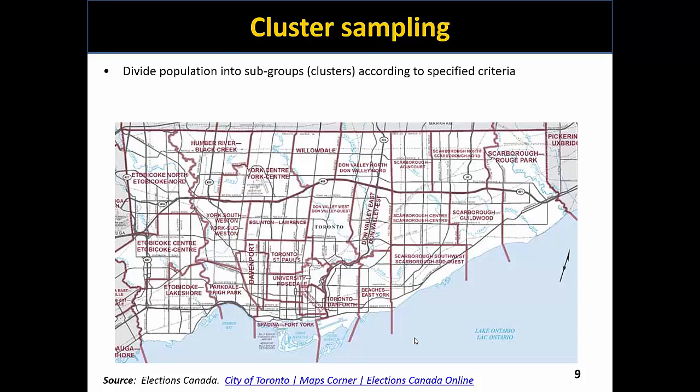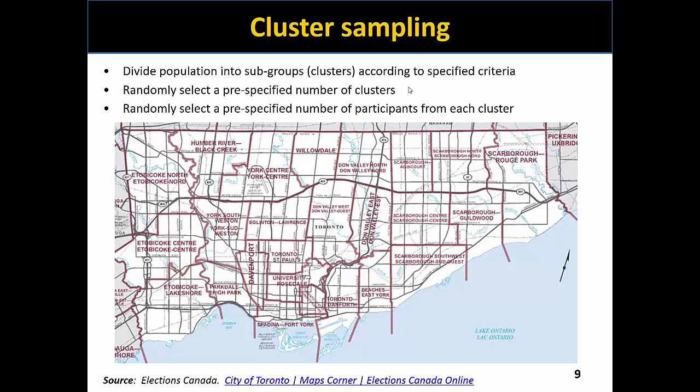Another method to obtain samples is something called cluster sampling. And cluster sampling involves dividing a population of interest into subgroups or clusters according to specified criteria. Then a random selection of a pre-specified number of clusters is made. And then from those clusters, a pre-specified number of participants are then randomly selected.